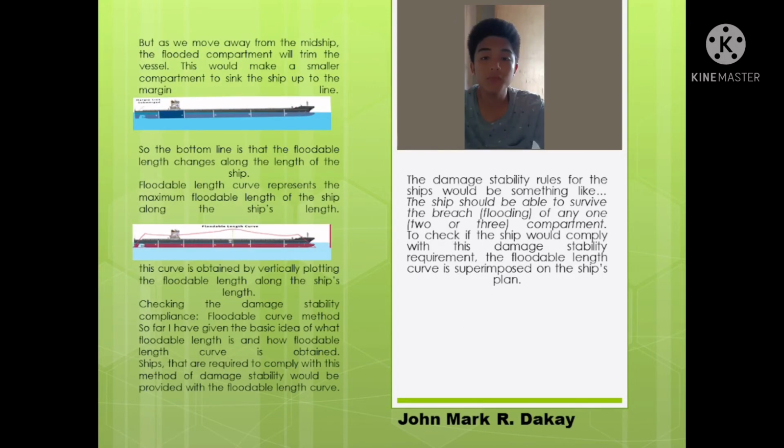The damage stability rules of the ship would be something like the ship should be able to survive the breach of any one compartment. To check if this ship complies with these damage stability requirements, the floatable length curve is superimposed on the ship's plan.